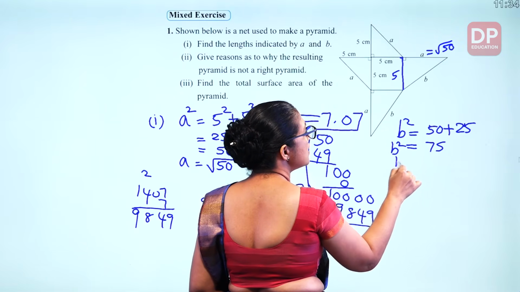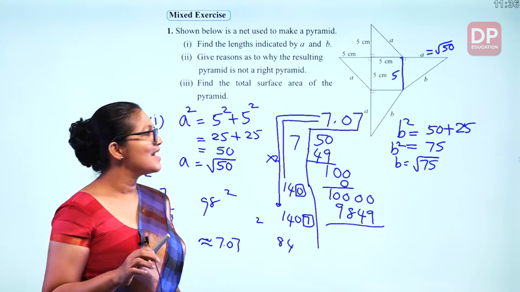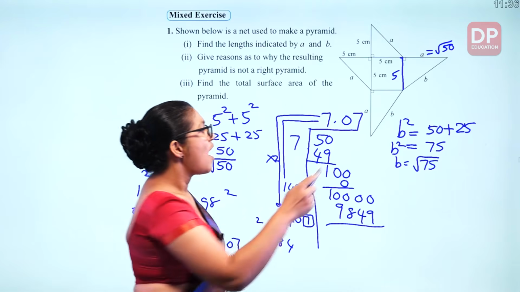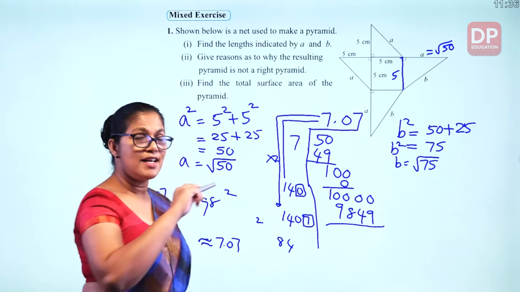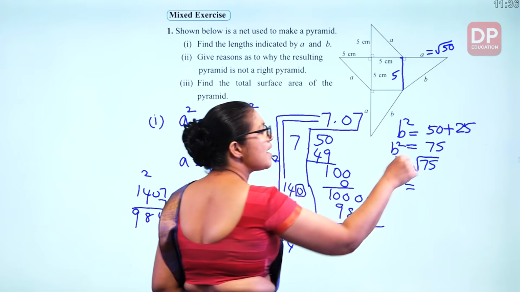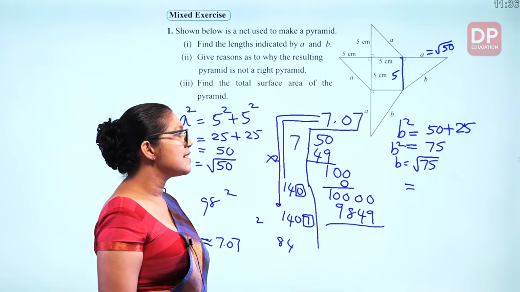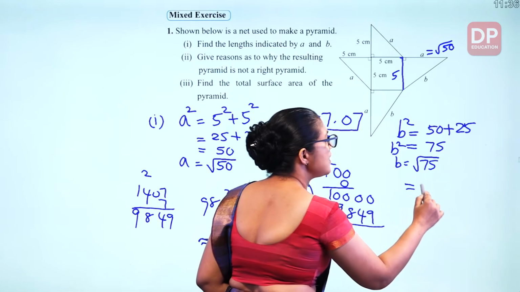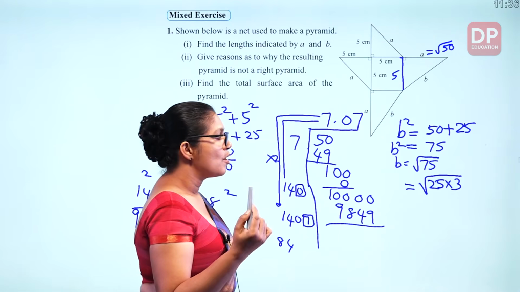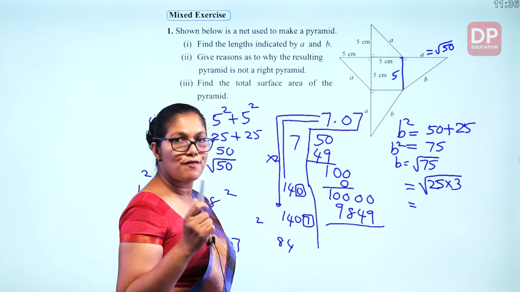Square root of 75 you get as B value. So we need to find out root 75. So either you can use the division method or we'll use the surd method. We'll simplify the surd and find out the square root. 75, can you write it as a square number? I can write 75 as 25 times 3. So when you simplify this one, you get square root of 25 is 5.